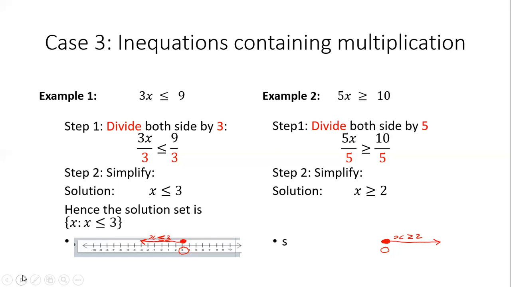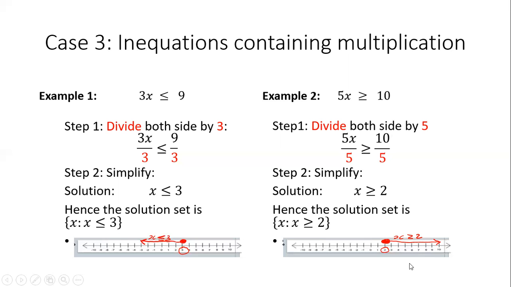Sometimes you're asked to represent your solution as a solution set. So hence the solution set is the set of all x's such that x is greater than or equal to 2. And sometimes you're asked to represent it on a number line. And this is how you would represent it on a number line, right? Note, because it says x is greater than or equal to 2, it suggests that 2 is a part of the solution. So you use a closed circle, which is just a circle that is shaded, right?